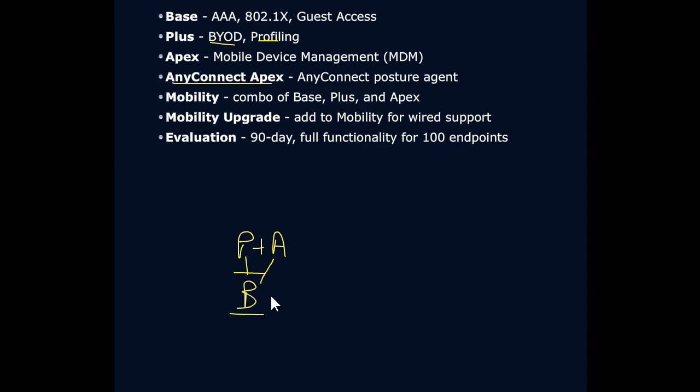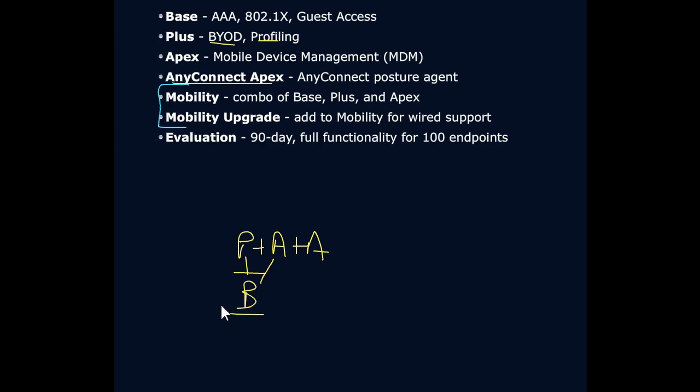So then we've got the base, maybe with the Plus if we want the BYOD and profiling, definitely the Apex to get the mobile device management and the posture agent control, and then plus the AnyConnect license to get you those elements. All right. So you with me so far? Base plus more. All right, depending on which features you need. So very, very flexible.